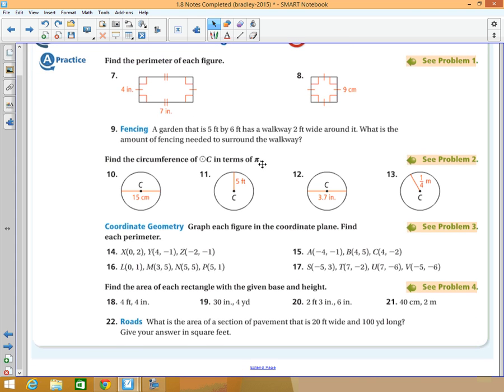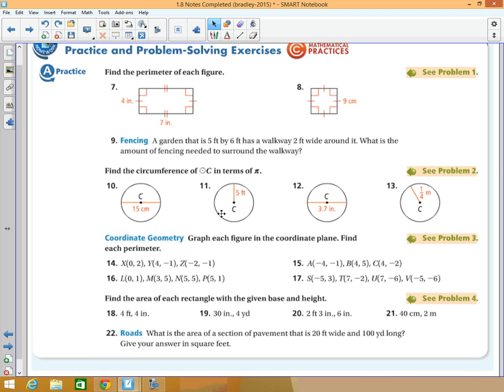Okay, so go ahead and do the problems here, 7 through 22. And again, if you get stuck on any of them, circle them, star them, and I will be back on Monday for us to go over.